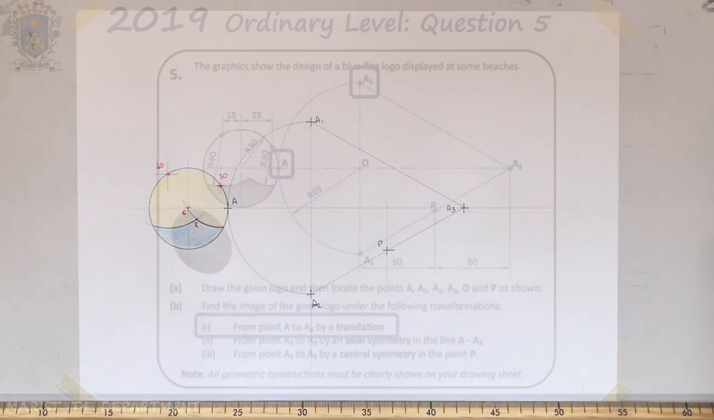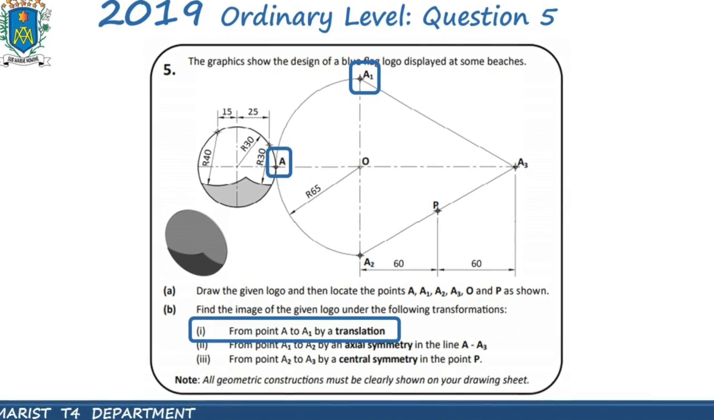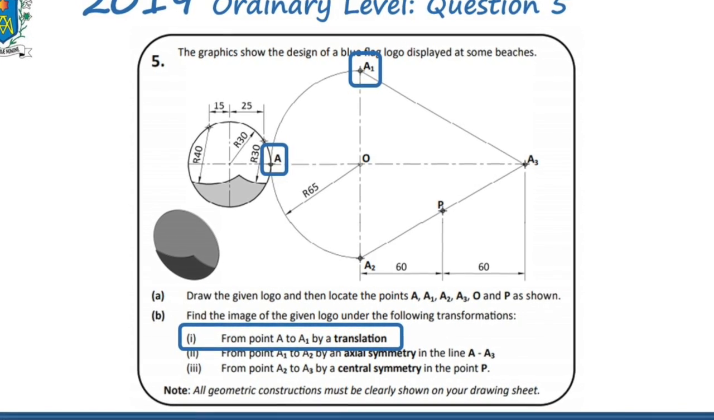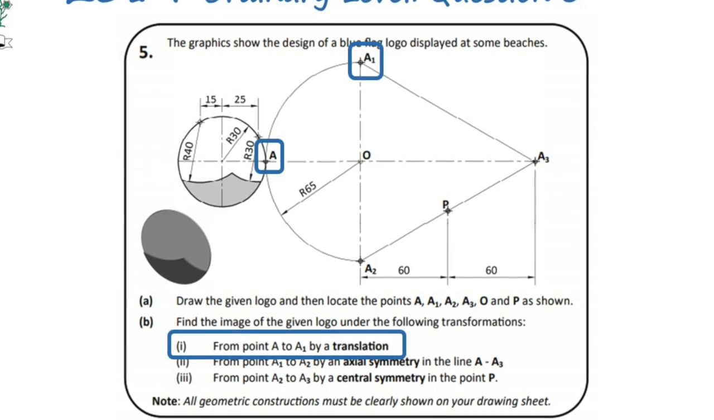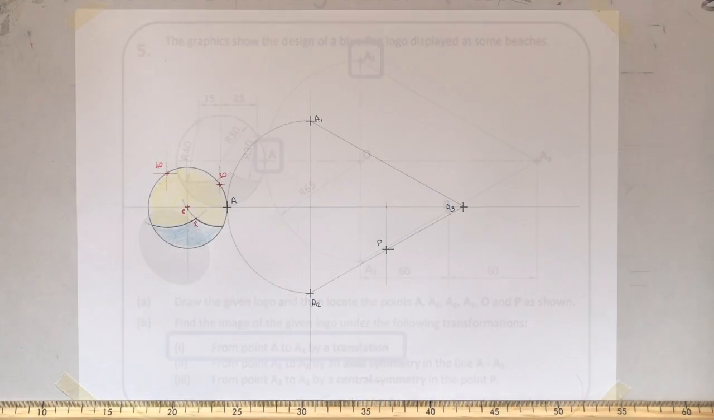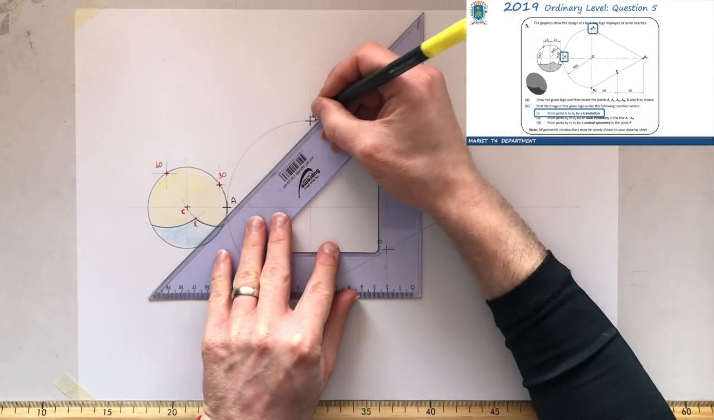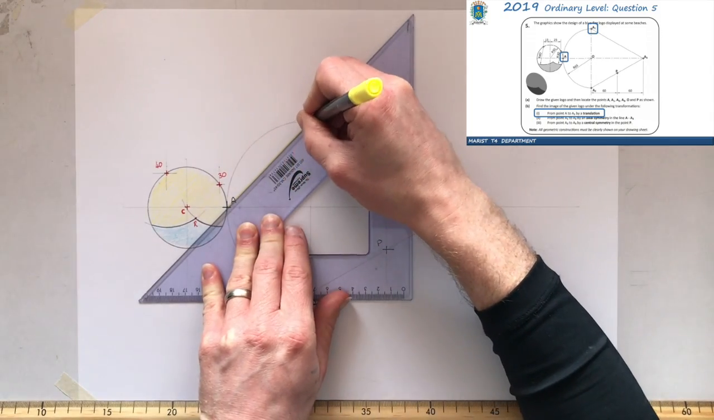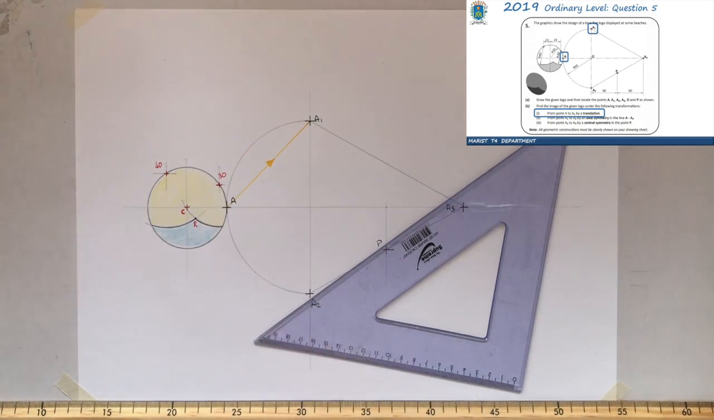So our next job, as we can see from the question, is to do part 1, which is from point A to A1 by a translation. So to do the translation from A to A1, the first thing we need to do is find out what angle and what distance there is between A and A1. So the first thing we're going to do is join those points together. Okay, so that is the angle and that is the distance I need to do my translation. So that's what we're doing.